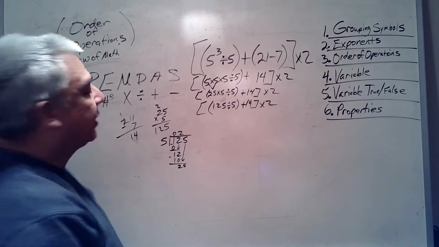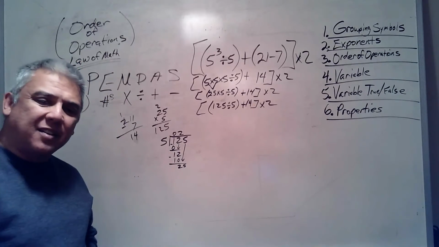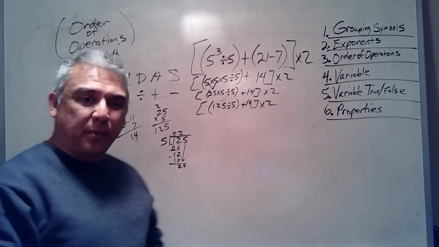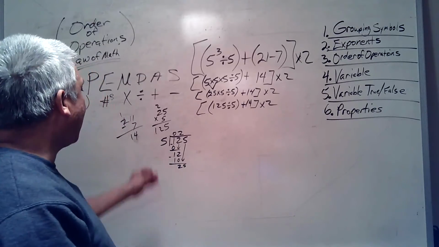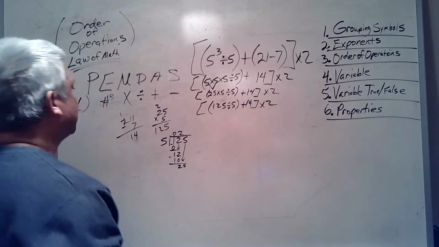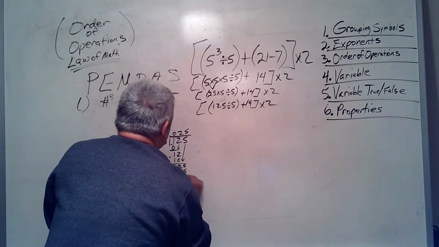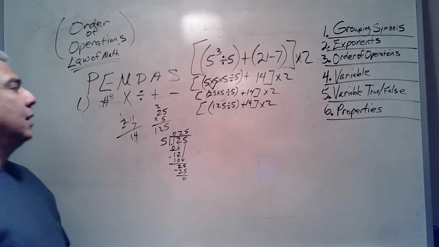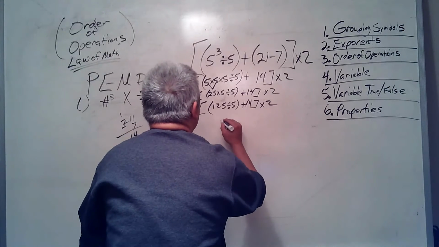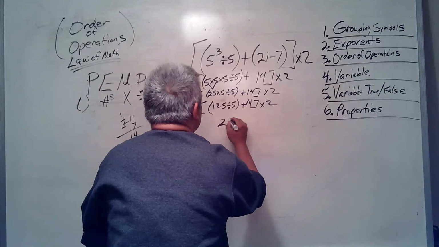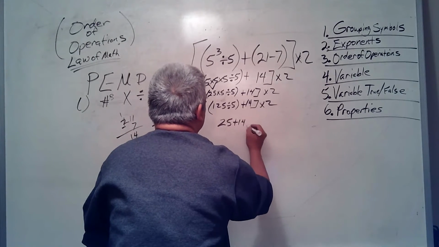Knock, knock. Can I come in? Yeah. And like I said, if you don't know division, use multiplication. Come on. So 5 times what gives me 25? 5 times 5. All right, subtract, get 0. Now this collapses, and this turns into 25 plus 14.